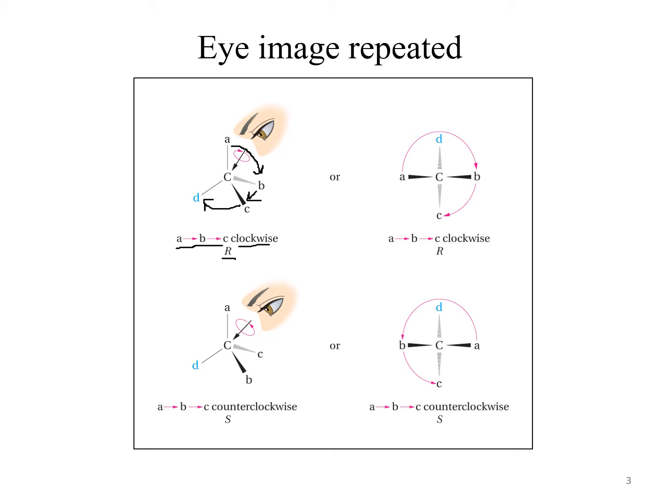Whereas this one, when we are looking here, now the positioning of the molecule or the positioning of the groups has changed. So from A, when we move to B and then to C, we are moving in an anti-clockwise direction. Therefore, the structure will be counterclockwise, anti-clockwise, and is designated as S.